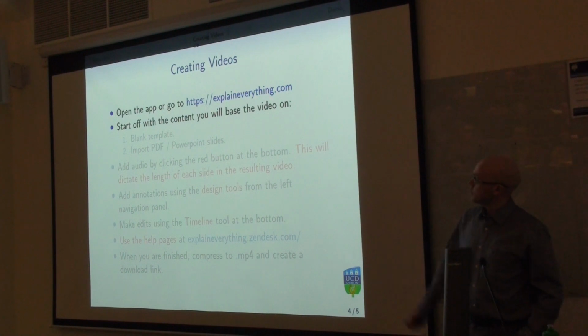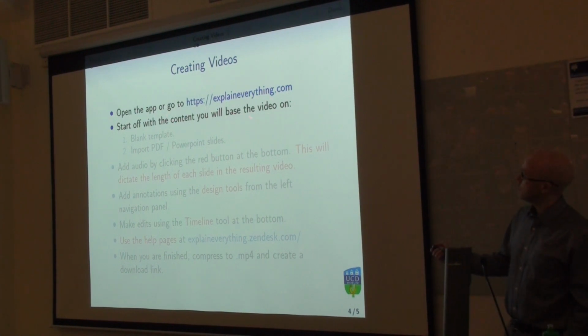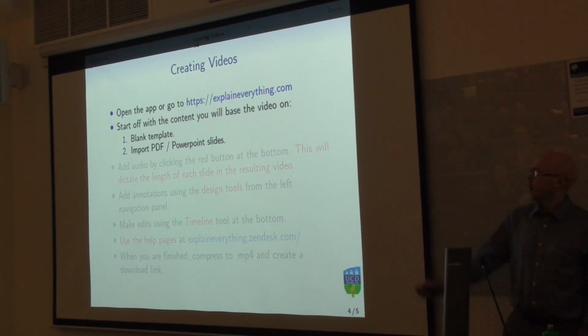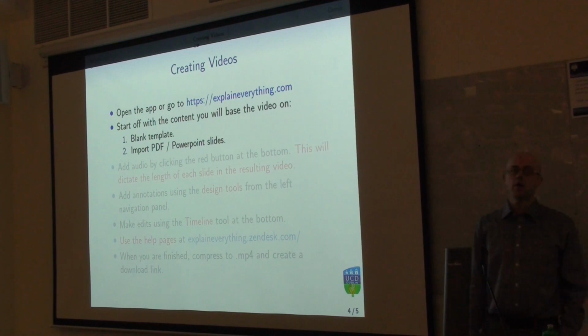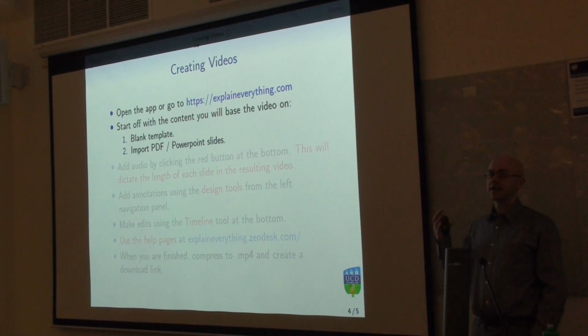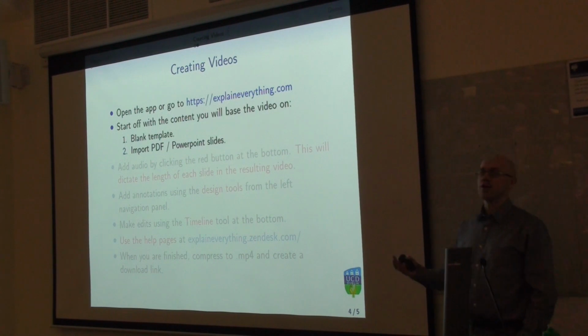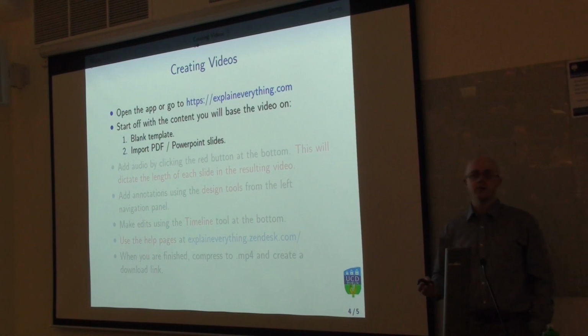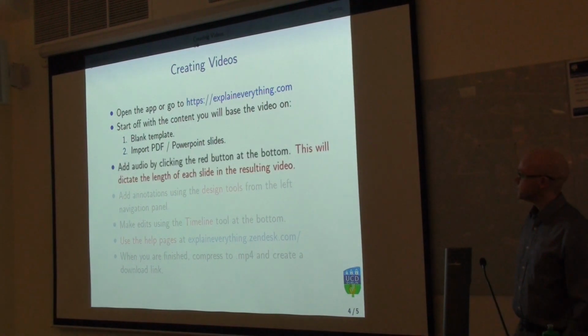So you can go to explaineverything.com. You'll see, you start off with the content you want to base the video on, blank template or import PDF or PowerPoint slides. Typically, I think the fastest route is to do what we typically do, and that is to take the lecture slides you've already painstakingly created for your students when you thought you were going to get to stand in front of them in a room and see their faces of wonder and excitement as you give them the material. Start with that, try and imagine their faces, and then import these and begin speaking over them and annotating them. This is the fastest route to taking your offline lectures, making them online content.